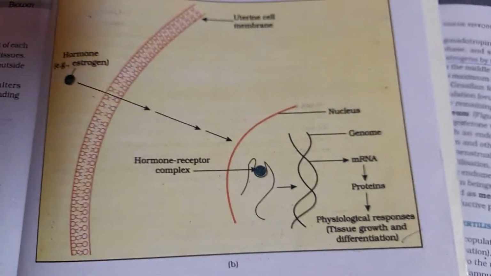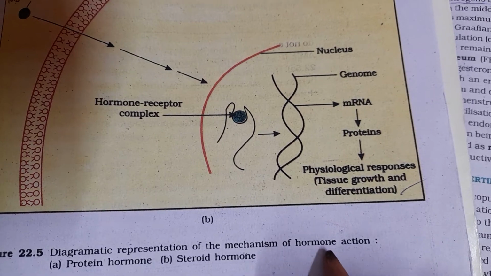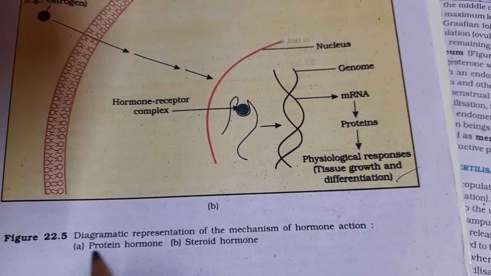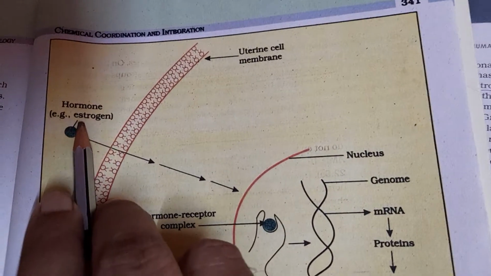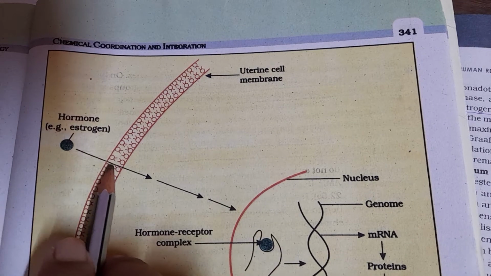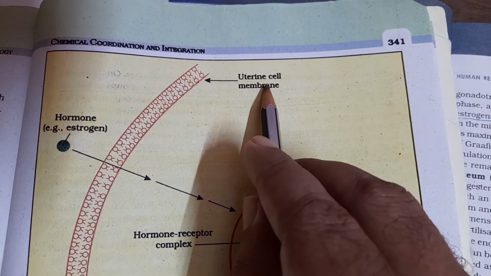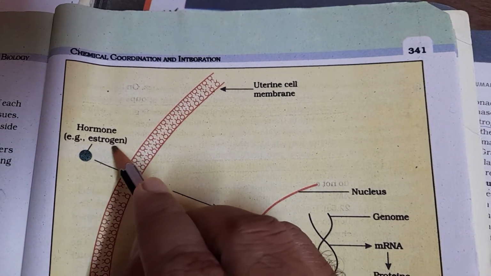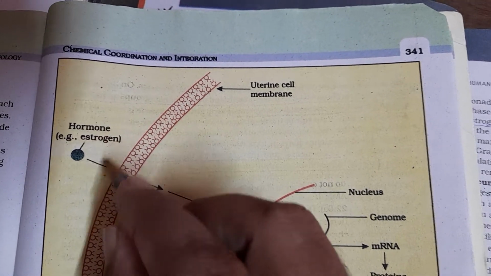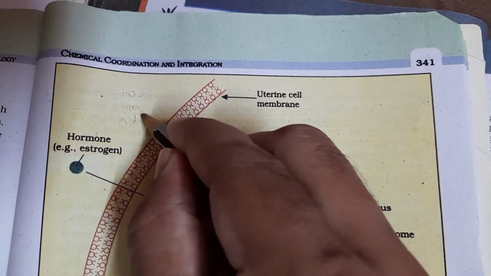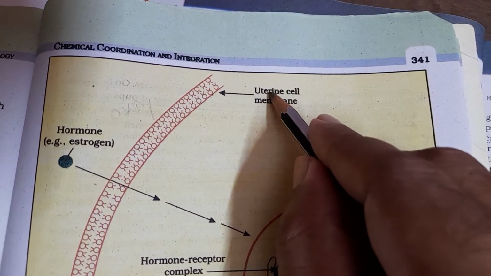You can see here the diagrammatic representation of the mechanism of hormone action. The protein hormone we discussed yesterday. Now let us take a steroid hormone, estrogen. Estrogen can directly enter into the cell through the uterine cell membrane. Here we are taking the uterus. This is an ovarian hormone produced by growing follicles, which are present in the ovary. It is produced in the ovary and comes to the uterus.